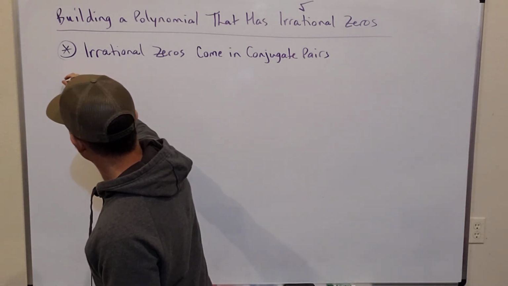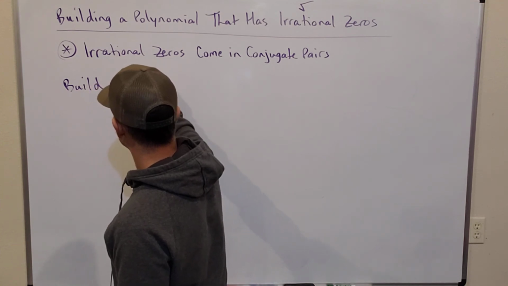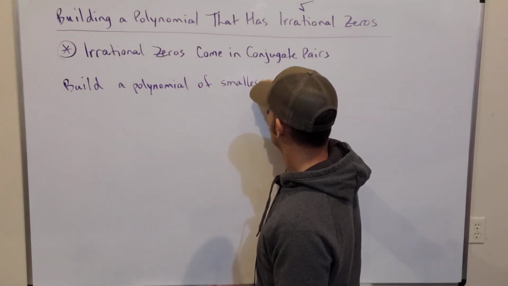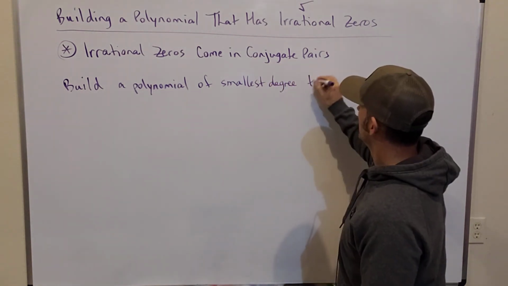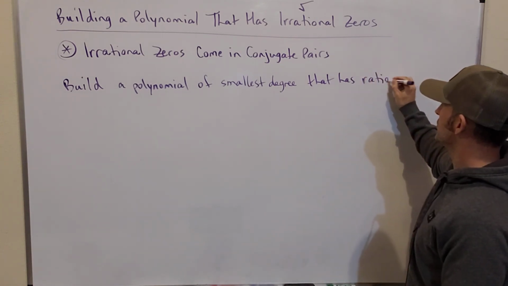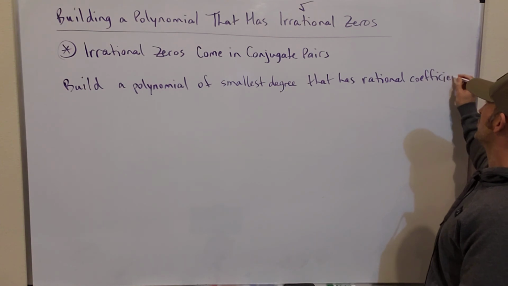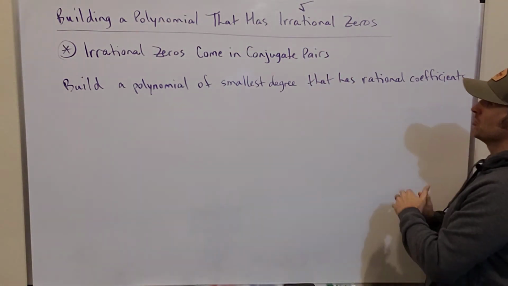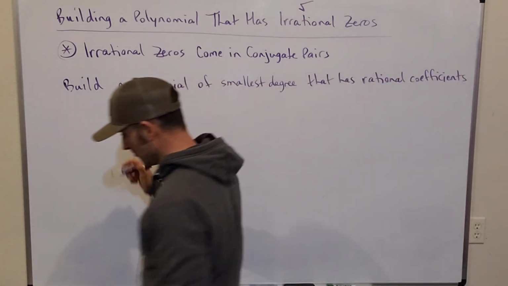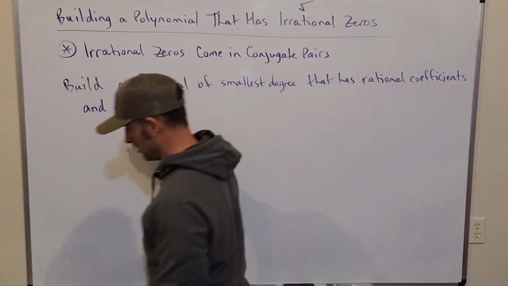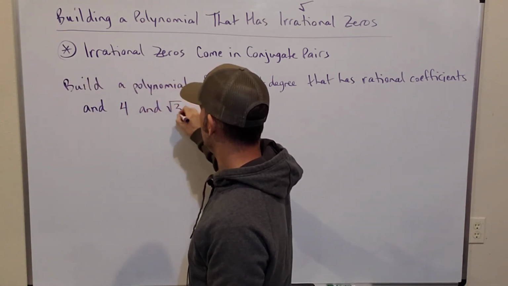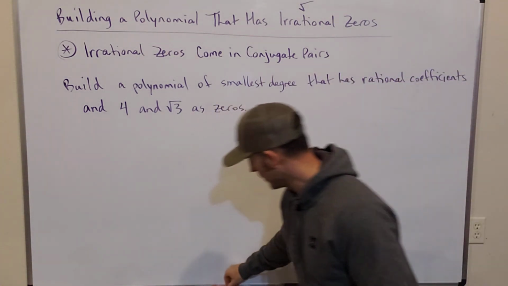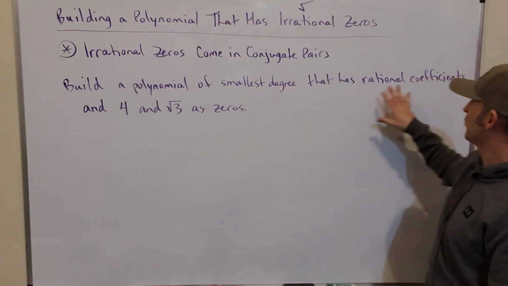So let's build a polynomial. This is an example. Build a polynomial of smallest degree that has rational coefficients. That's what's going to tell us that if I've got anything irrational, I better build in its conjugate pair, okay? So build a polynomial of smallest degree that has rational coefficients and 4 and the square root of 3 as zeros, okay? So I've got 4 and the square root of 3 as my zeros. I want this guy to have the smallest degree and rational coefficients.